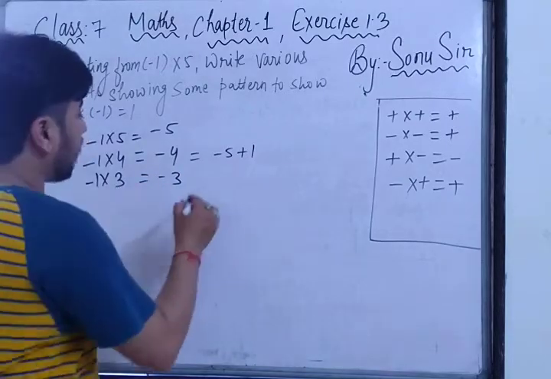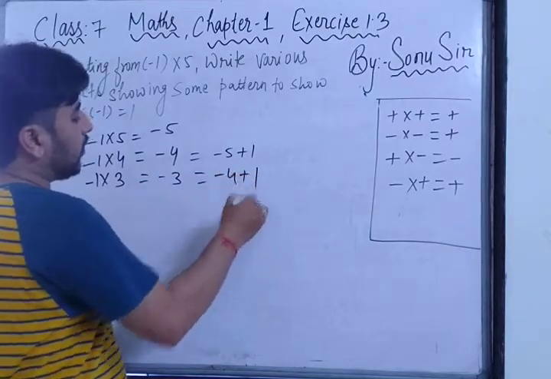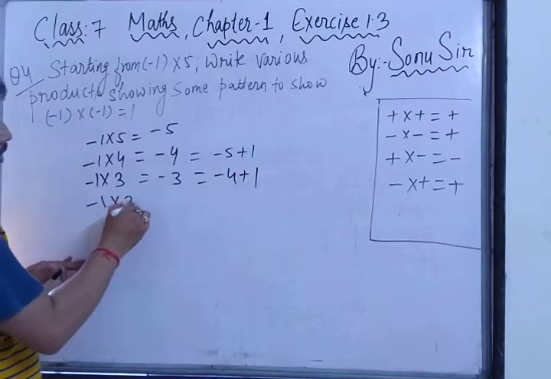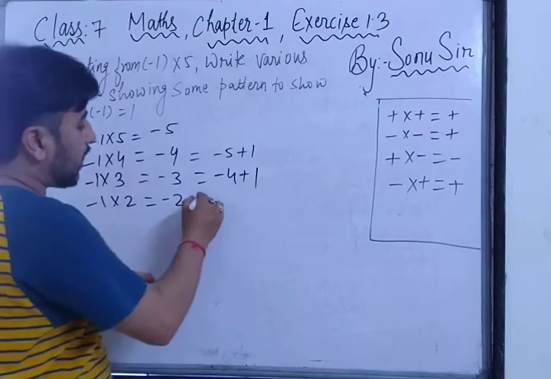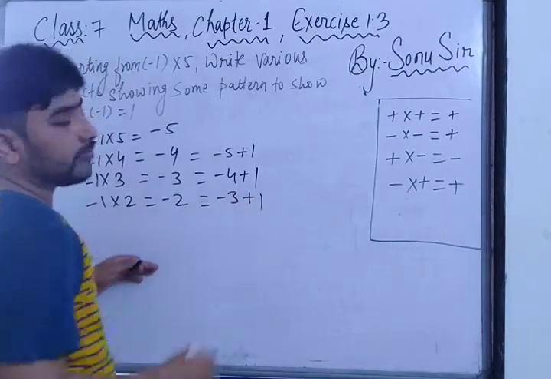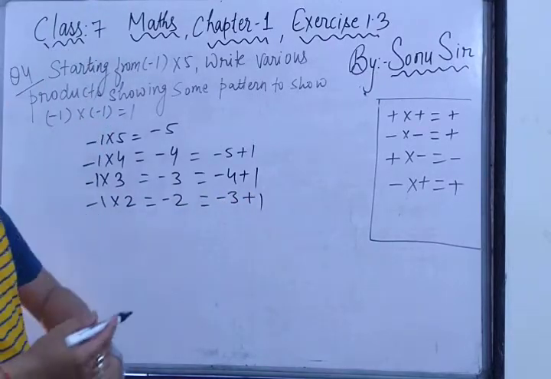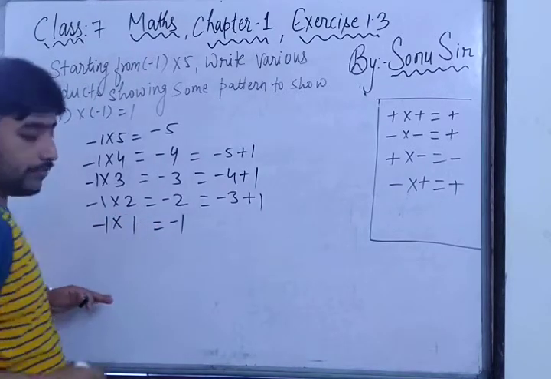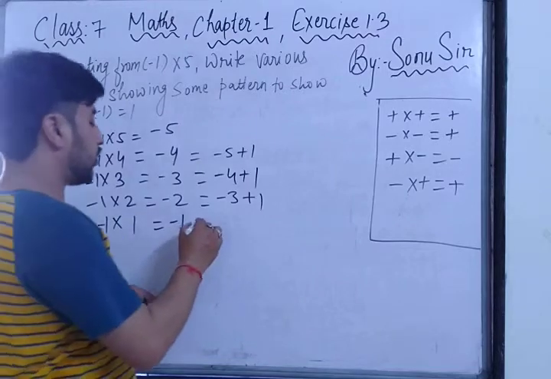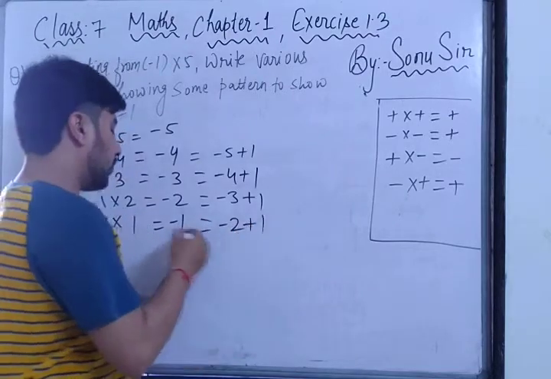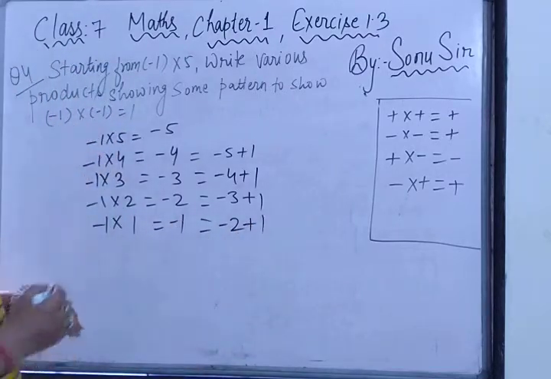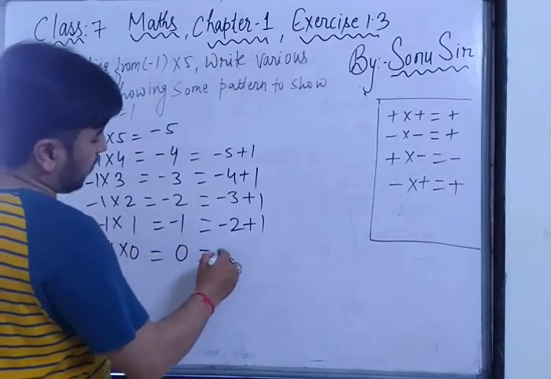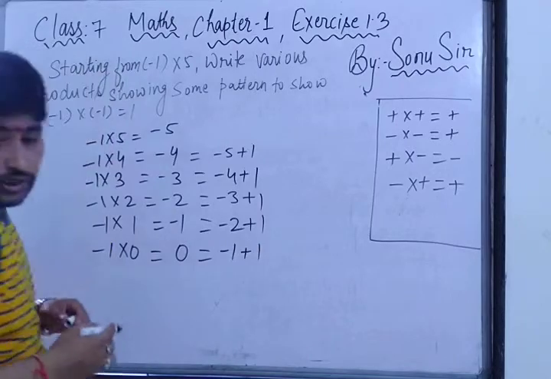Yes. And here can we write minus 4 plus 1 is equal to minus 3. Right. Minus 1 into 2 is equal to minus 2. Can we write here minus 3 plus 1? Definitely we can write. If I talk about minus 1 into 1, it is equal to minus 1, and can we write here minus 2 plus 1? That will also be equal to minus 1. If I want to write minus 1 into 0, then what will be the value? 0. And here minus 1 plus 1 is also equal to 0.